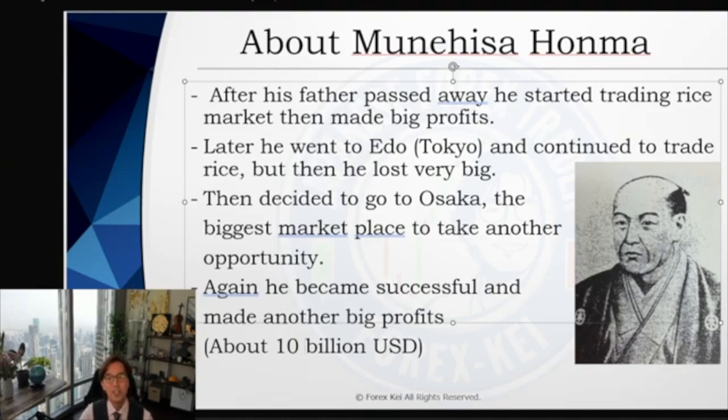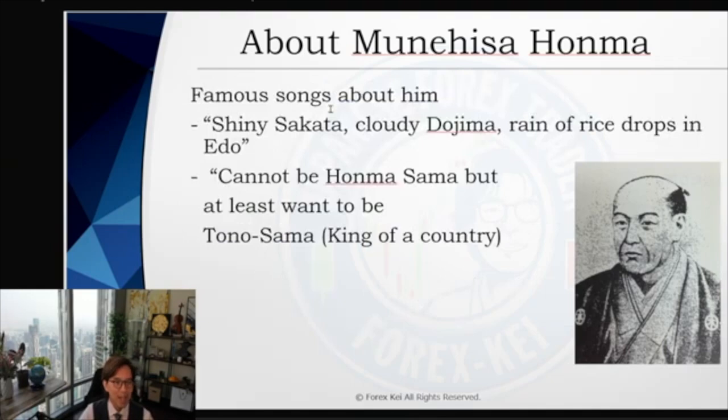The title of the first song is: Shiny Sakata, Cloudy Dojima, Rain of Rice Drops in Edo. He's originally from Sakata City, so he brought big returns to Sakata City. So it says Shiny Sakata and Cloudy Dojima. Dojima is the center of trades, so every day people make profits and people make losses. So kind of Cloudy Dojima, and Rain of Rice Drops in Edo.